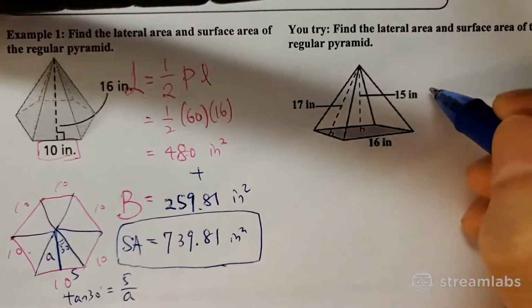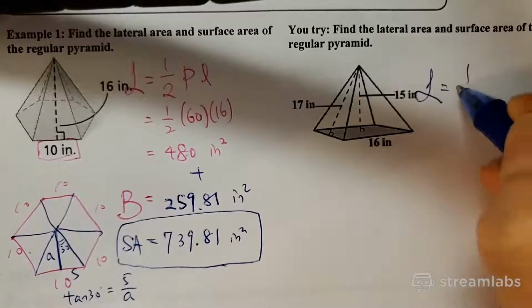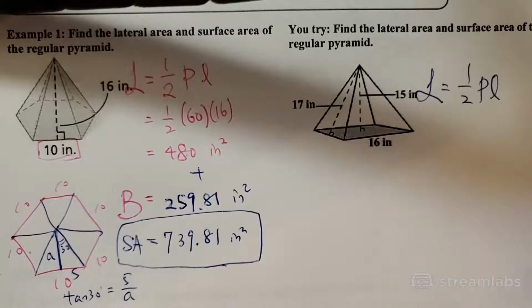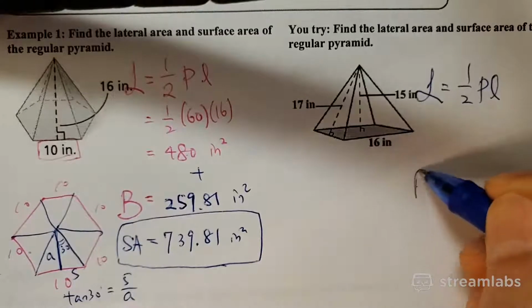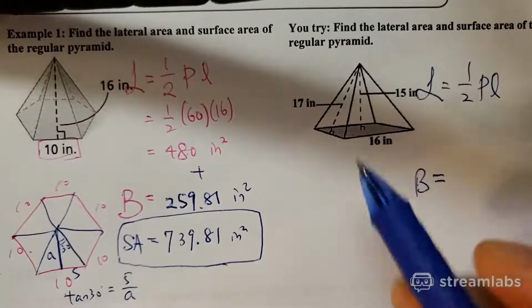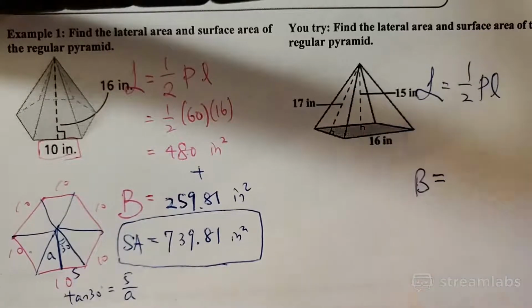So once again, you want to find the lateral area. It's 1/2 perimeter times slant height. And then you want to find the base area. This is also a regular pyramid. Regular pyramid means that the bottom base is a regular polygon. So you gotta find the base area as well.